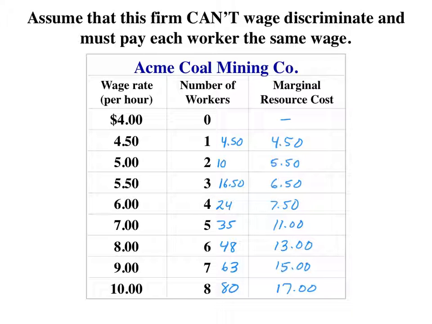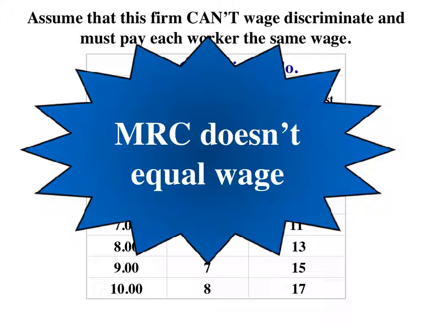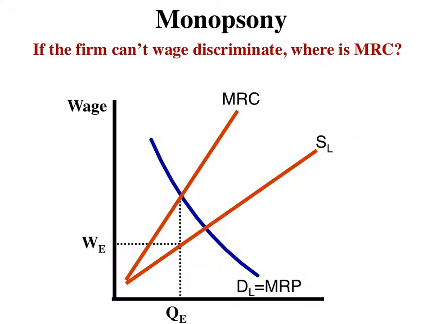So that's how you get marginal resource cost: you figure out the cost of the total number of workers at the new hourly rate, and then just work on the margin. So there we go. MRC doesn't equal wage. It actually increases at a higher rate. So this is what it looks like.